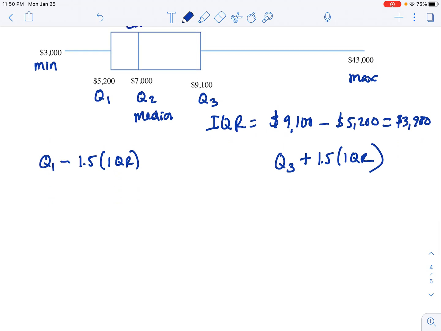So let's figure out the bottom outlier. We'll take 5,200 because that's our Q1, minus 1.5 times 3,900. That's going to equal negative 650. So anything lower than negative 650 will be an outlier. If you look here, the lowest one is 3,000, so no lower outliers.